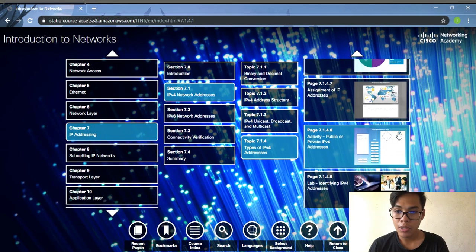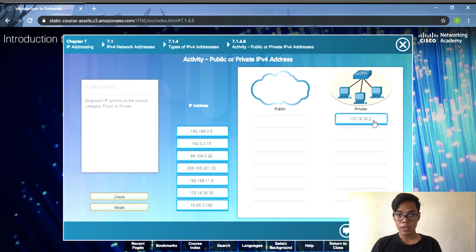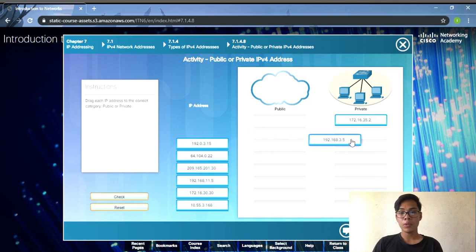Let us now try to answer the activity. This is entitled public or private IPv4 address. The instructions read: each IP address to the correct category, public or private. So we have here the IP addresses, and we will categorize them as public or private. So let's start. 192.16.35.2, I think it is a private network depending on the range. 192.168.3.5, from what we have seen from the last slide, it is a private address.